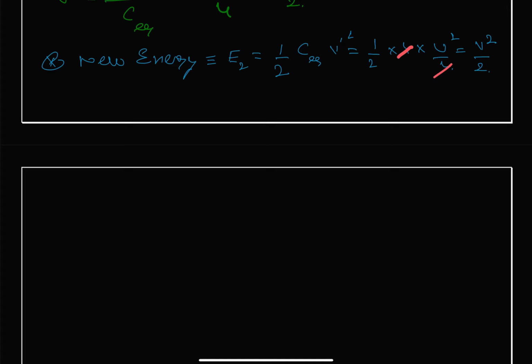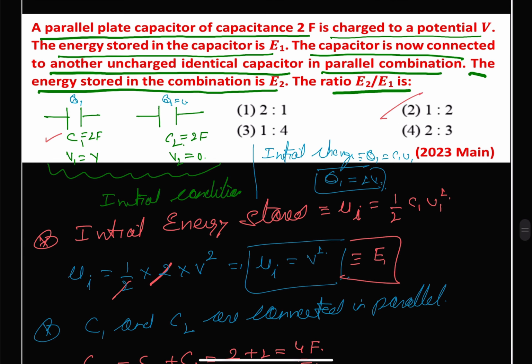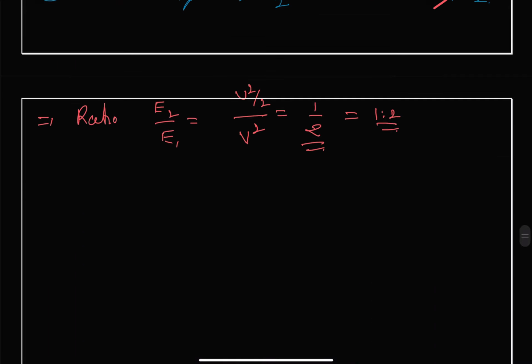Therefore, we can say the ratio E2 by E1, we get as V square by 2 divided by V square, which is equal to 1 by 2, or we can say 1:2. So option 2 is correct. Next question.